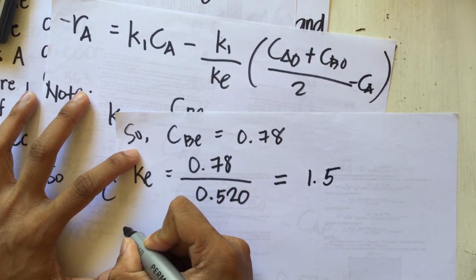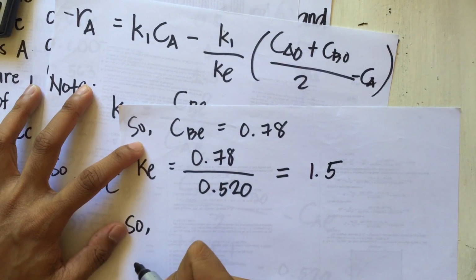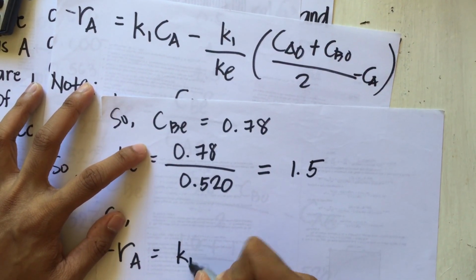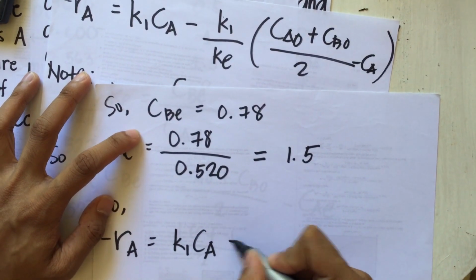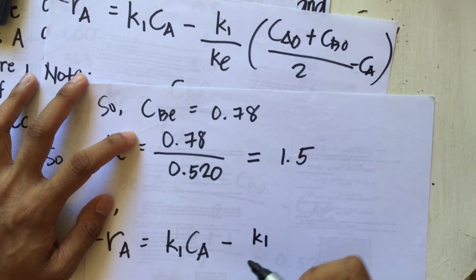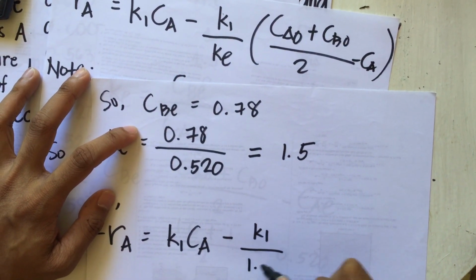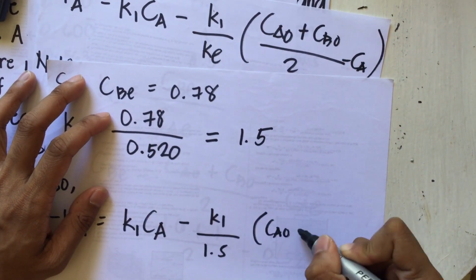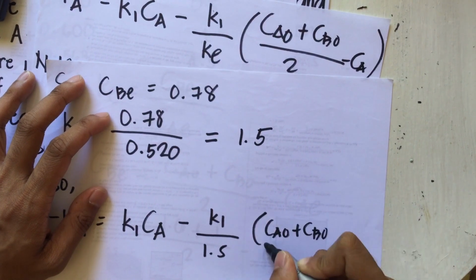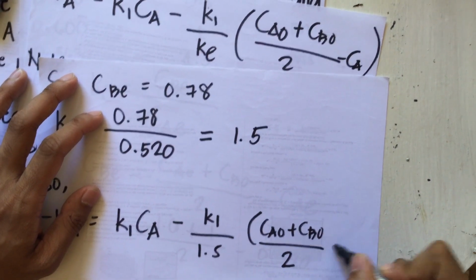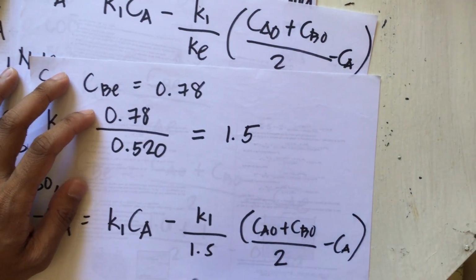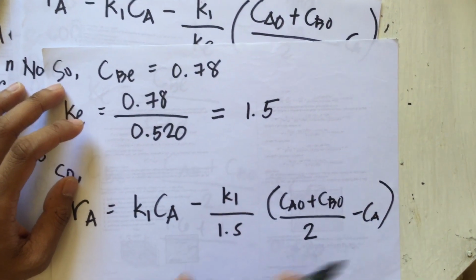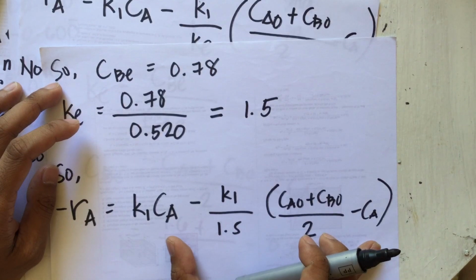So we substitute this value of KE into our RA here. Therefore, we have negative RA equals K1 concentration of A minus K1 over 1.5 times CAO plus CBO over 2 minus CA. So we are now left with one rate constant and one concentration.